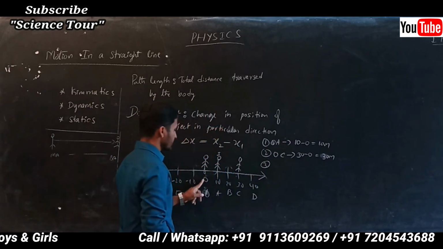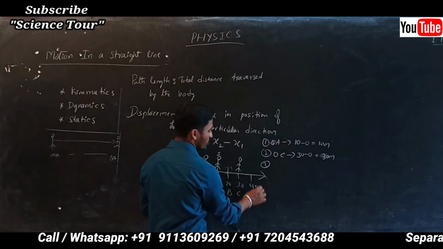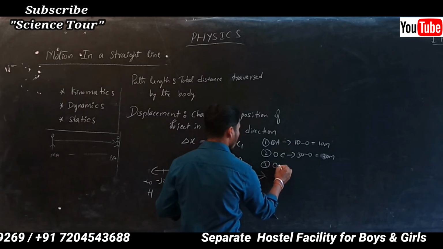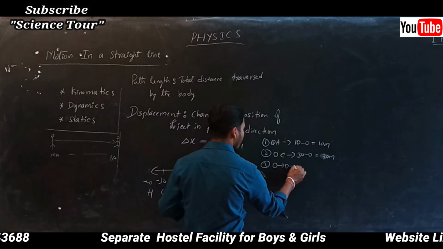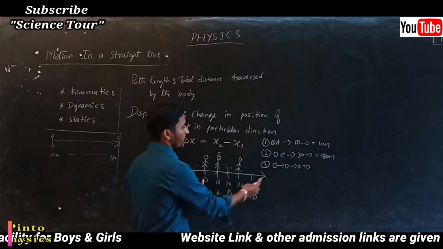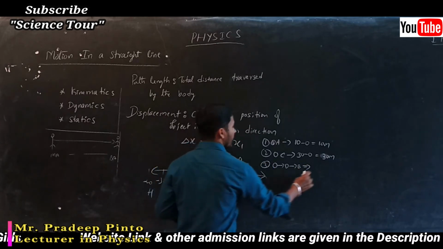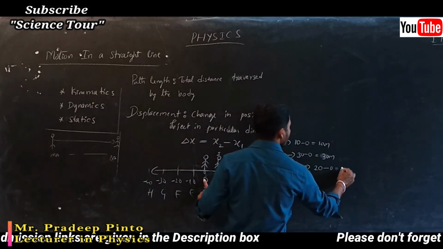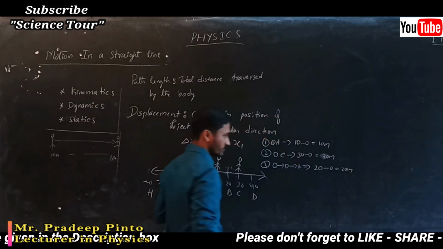Now suppose the third scenario I am going to give. The object is at 0. He will move to D and come to B. That is, from O to D is moving and D to B is moving. So which is the final point now? Final point is B, that is 20. Which is the initial point? That is 0. Means it is 20 meter.